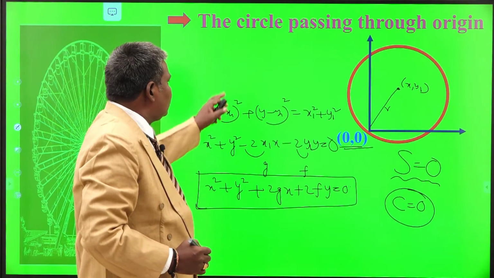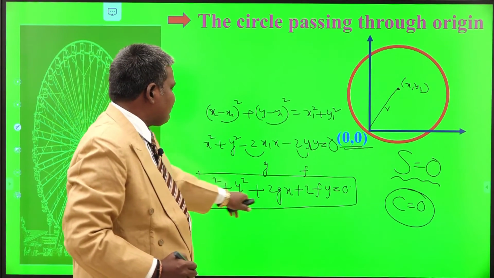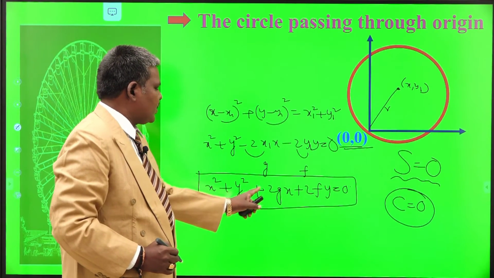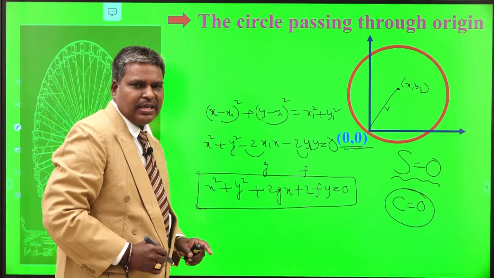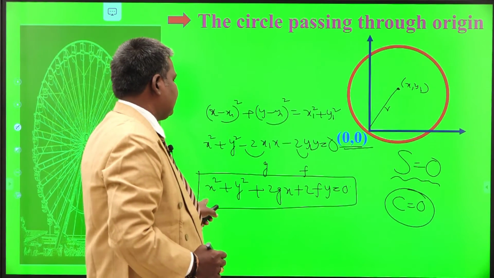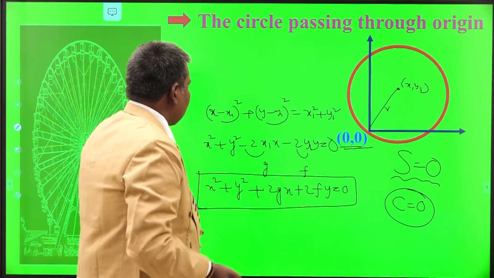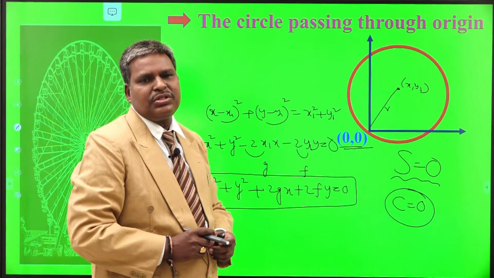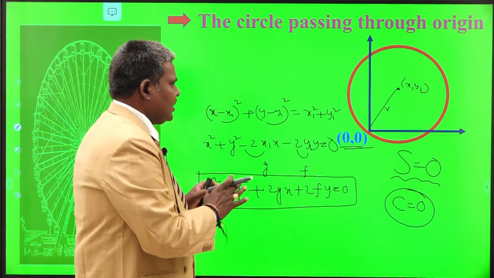Okay. So, the equation of circle passing through origin is of the form x square plus y square plus 2gx plus 2fy equal to 0. It is in the standard form. When compared with S is equal to 0, the condition here is c is equal to 0. So, these are the conditions.